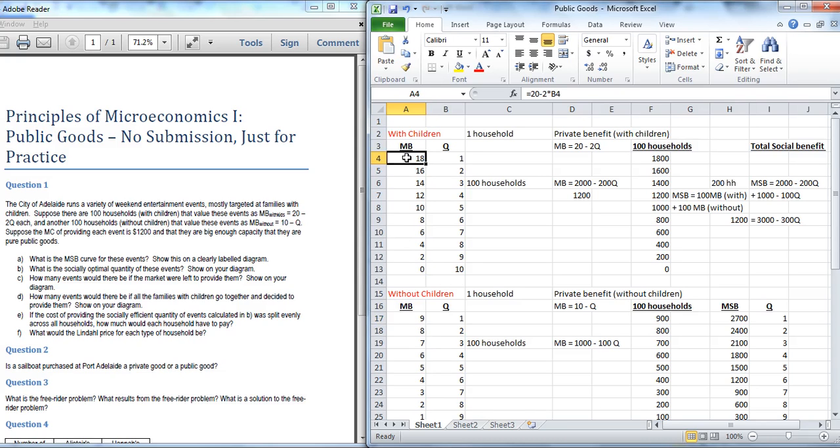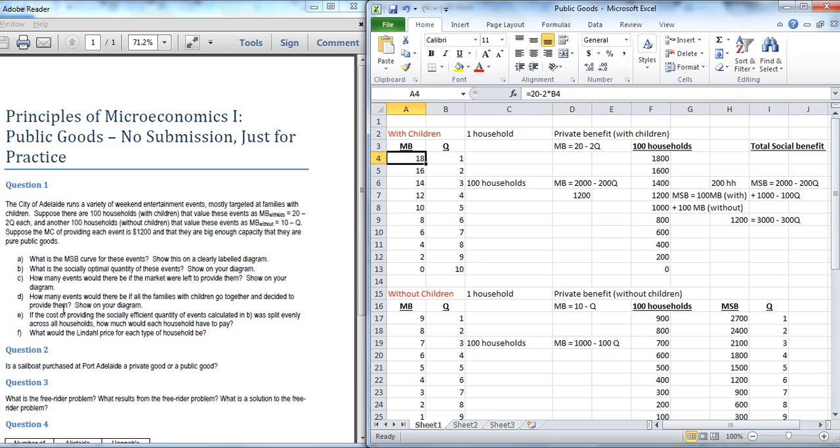So if you're a family with children and you're going to get $18 of benefit from paying for this event, and the event's going to cost you $1,200 to put on, are you going to pay for that event? Clearly not, right? You're not going to pay $1,200 for something that you're only going to get $18 worth of value back from, if you're rational. So, because even the families with children only value the event at $18, they're not going to pay the $1,200 to put the event on, and so in a free market, if the market was left to provide them, nobody would pay for this event. So there would be no events run in that case.